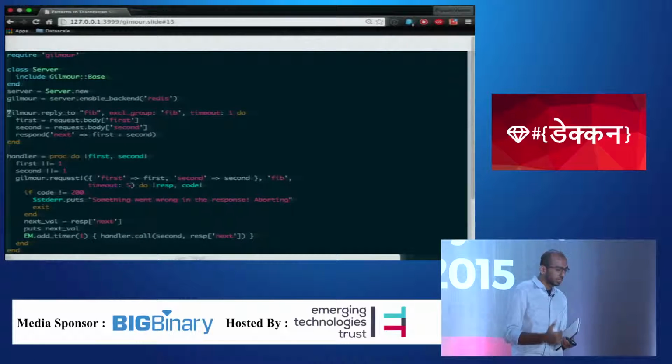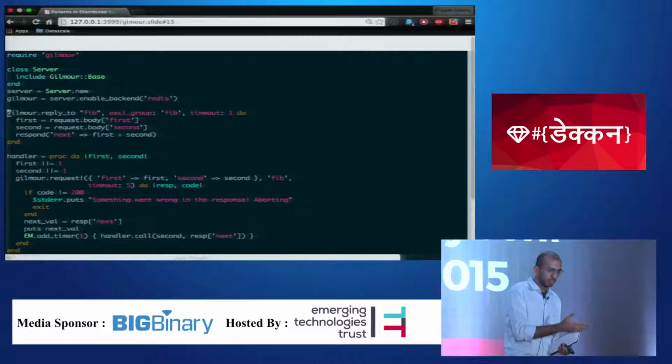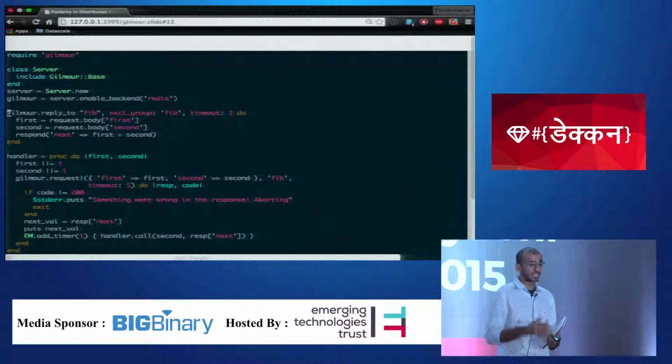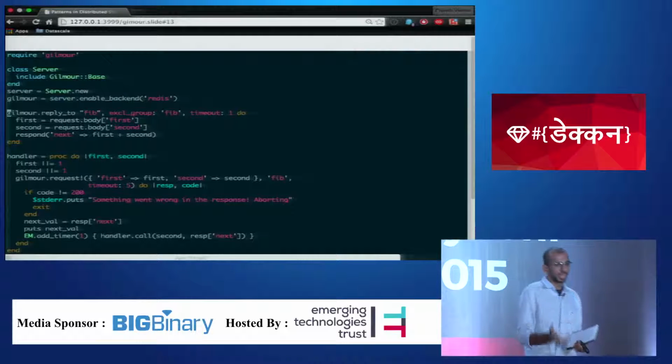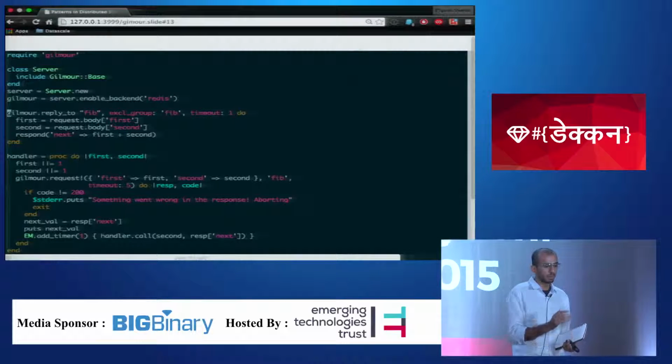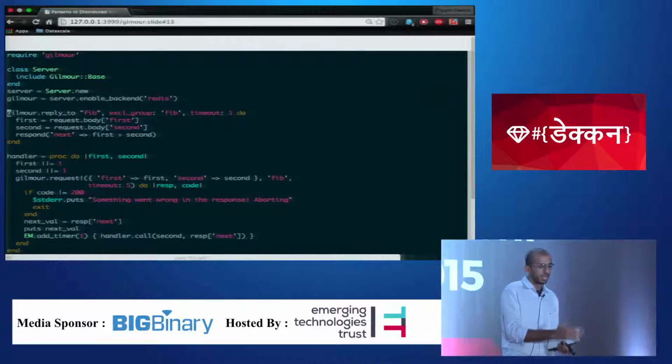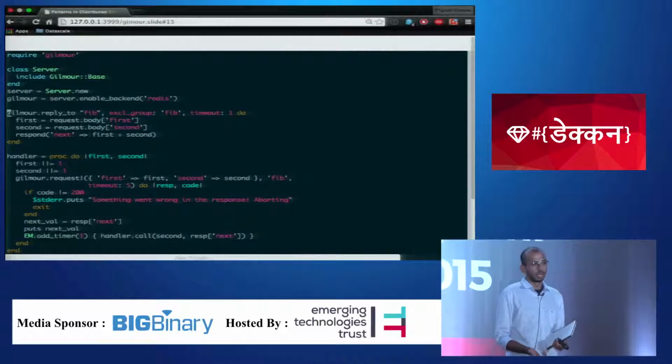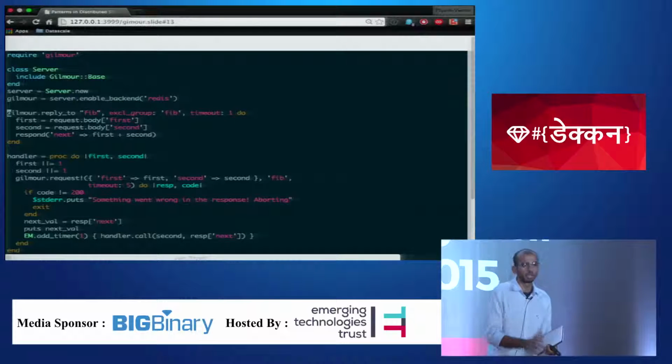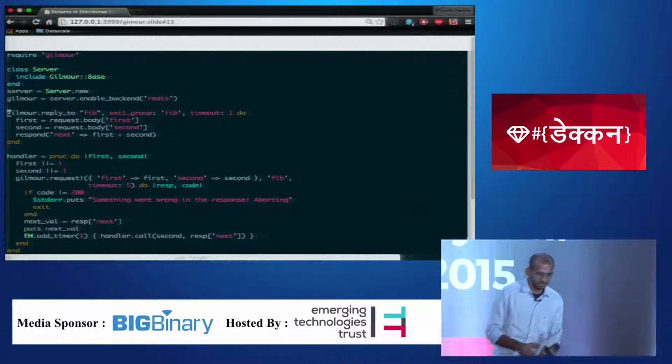Then after we get the response, you look at the last line. It calls the handler again. So the handler calling is happening recursively. There's a reply-to pattern which listens on a particular topic. It has an exclusive group which says Fibonacci, and there's a timeout. So the subscriber is going to take this message, add it to a response, and this cycle keeps going on. Now, this is as simple as what it would take to design your application around this.